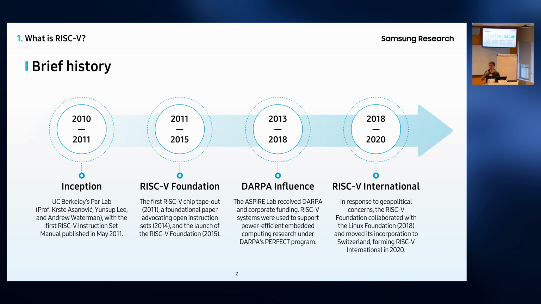2018 to 2020, foundation of RISC-V International. There were some geopolitical concerns about general RISC-V operation throughout the world. So that's the reason why the RISC-V Foundation collaborated with the Linux Foundation, and later in 2020 incorporated what is now known as RISC-V International, to provide this stable base for RISC-V development in the coming years.